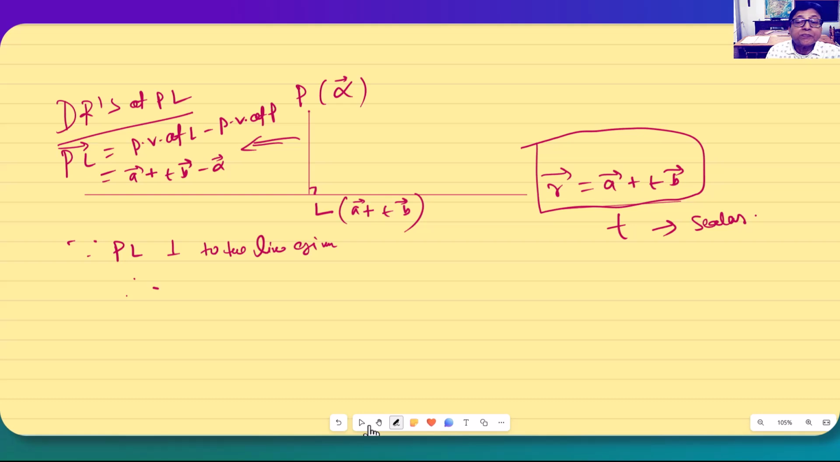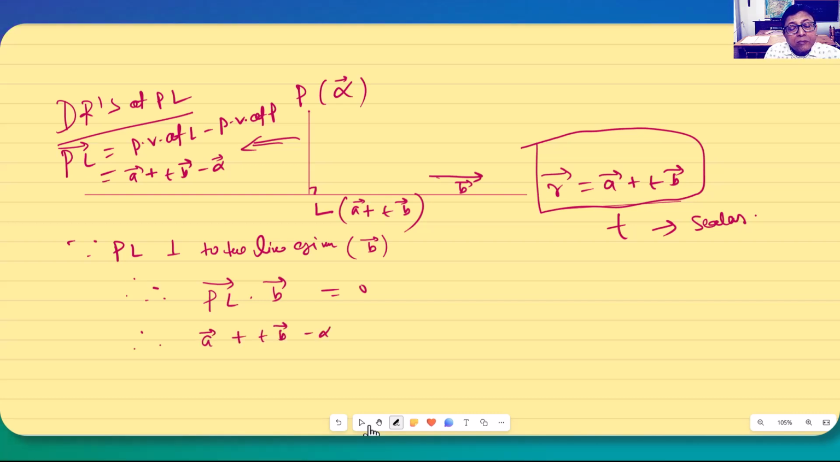Therefore, PL dot B. Perpendicular to the line given means what? The vector B, because this line is directed along the vector B. So PL dot B must be equal to 0. What is PL we got here? A plus TB minus alpha, dot B equal to 0.